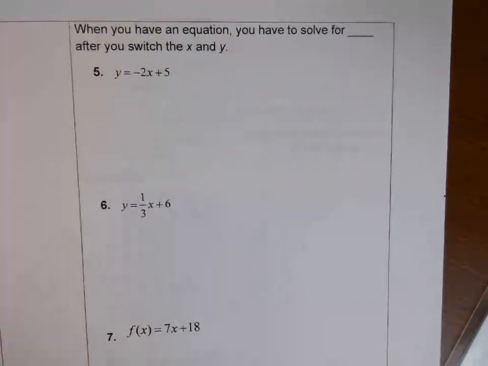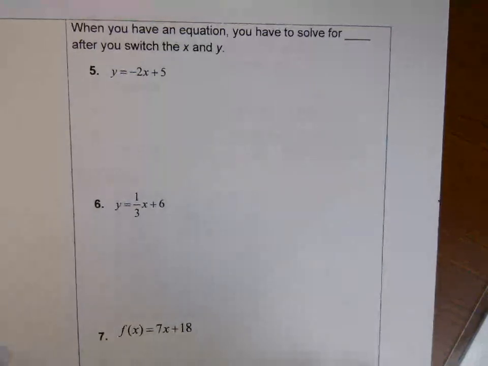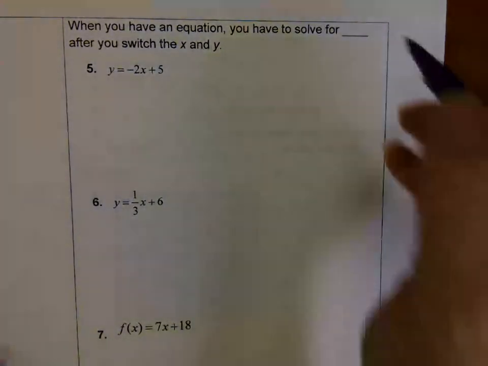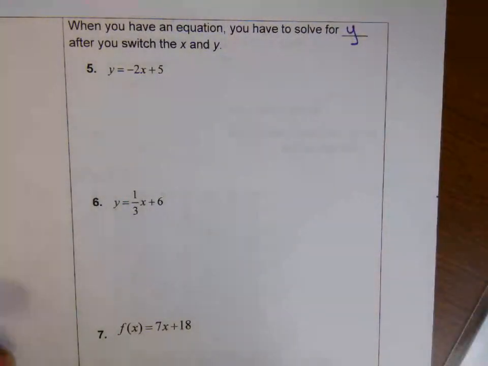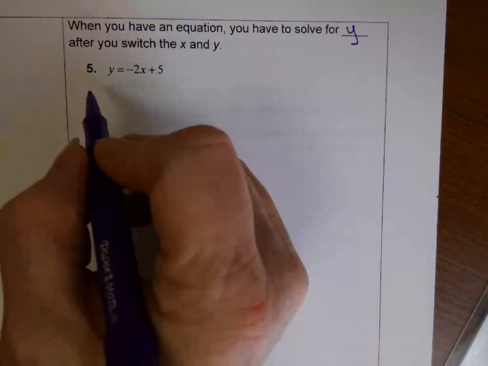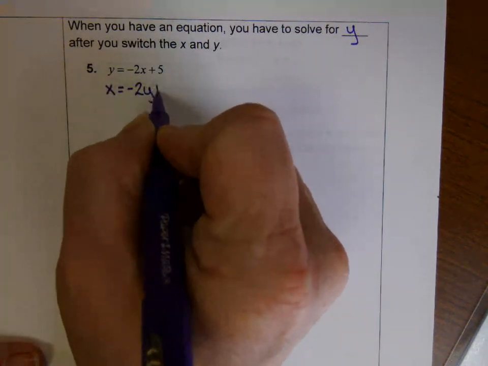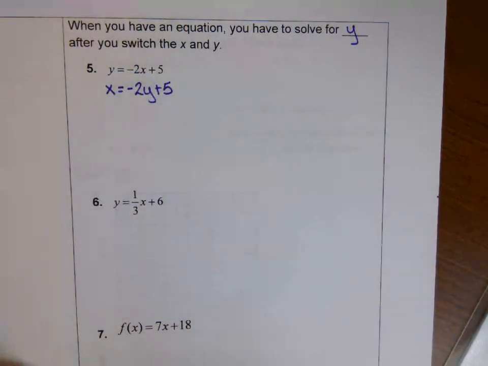Alrighty, so what do we do when we have an equation? Well, we're still going to switch that x and y, right? But after you switch the x and y, you have to solve for y. So we start off by switching. X equals -2y plus 5. And now I need to get y all by itself.